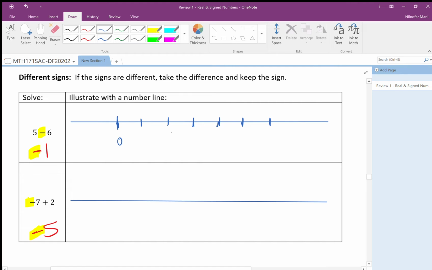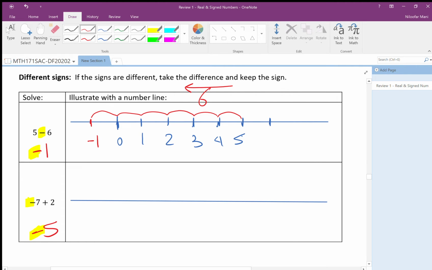Okay, so this is 5 here. Sorry, 4, 5, and 6. 1, 2, 3, 4, 5. Okay, so done. And then I go 6 to the left. I start from here. I do 1, 2, 3, 4, 5, and 6. And the destination is the answer. The destination is -1. So I go 6 to the left. Why? Because it's 5 minus 6.